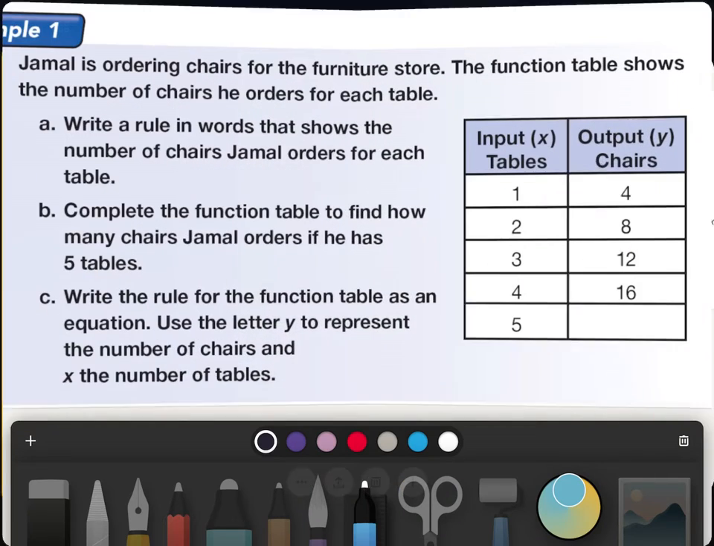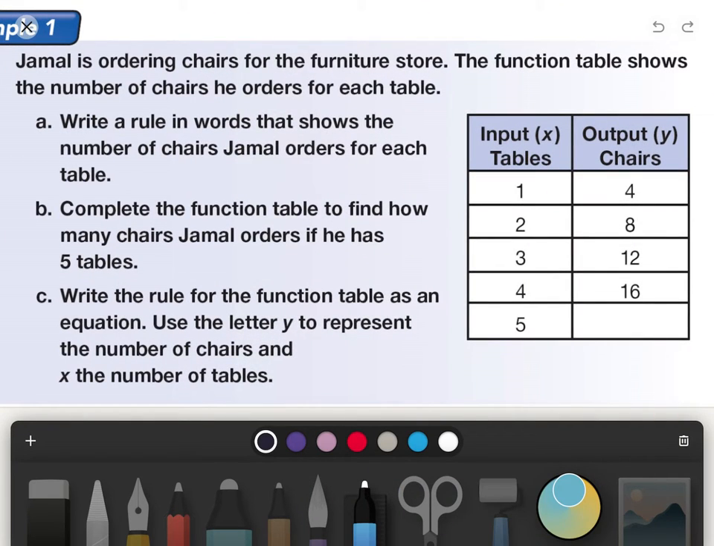Okay, so yeah, we know about functions. Let's talk about them a little bit. So Jamal is ordering chairs for the furniture store. The function table shows the number of chairs he orders for each table.